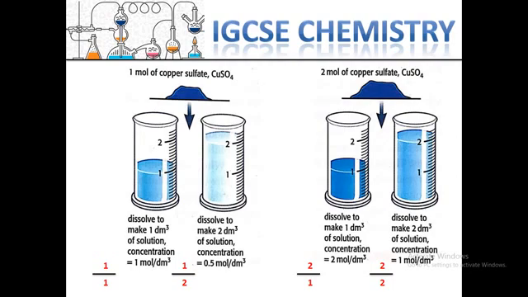And finally, if we have the same amount of copper sulfate, 2 moles in 2 cubic decimeters, it would be 1, like the first one. The first one's concentration is 1 to 1, and this one also has concentration 1, but the volume is much more, but the concentration is the same.